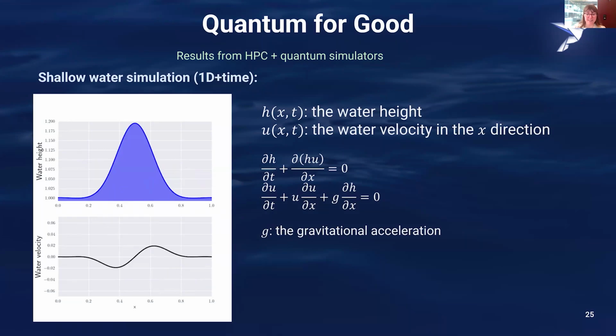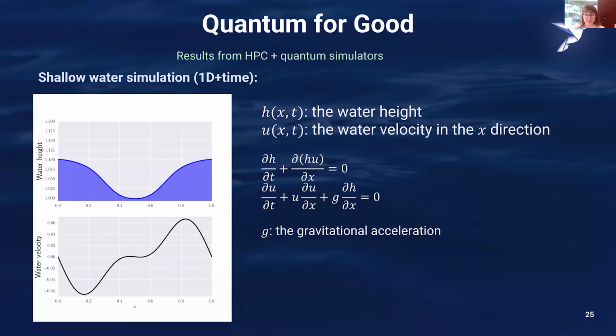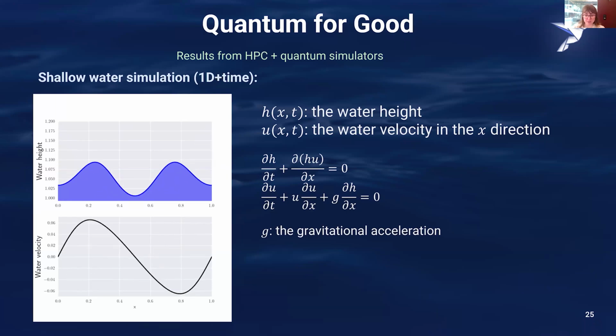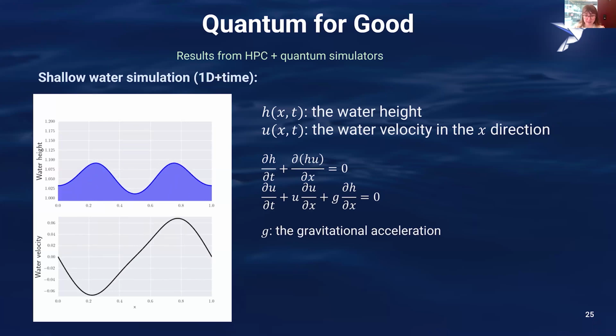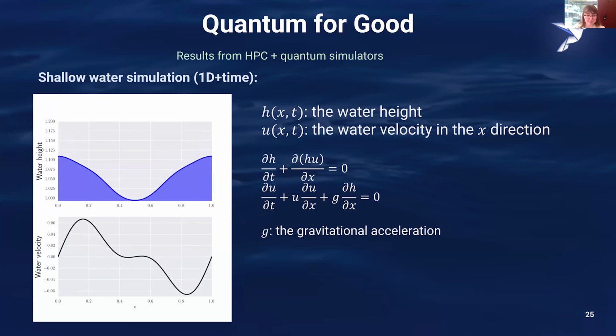But basically, the water behaves exactly as we would expect. So the perturbation falls, the water falls, it splits into two symmetric waves. And these waves then move outwards towards the edges of the box. They reflect off the boundaries of the domain and they bounce back. And this simulation was done, I believe, using 12 qubits.